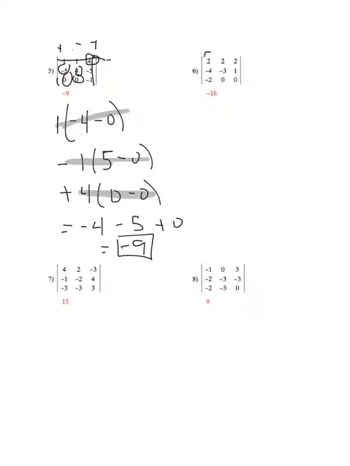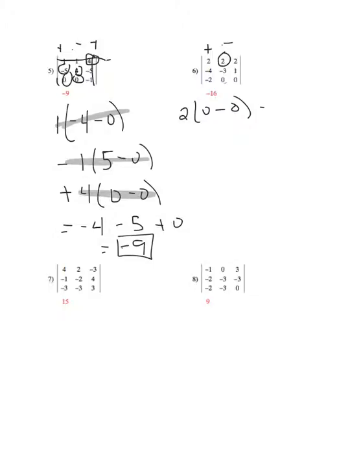So it starts out with a 2. So I need 2 when I cross off its row and column. That leaves me this determinant of negative 3 times 0 minus 1 times 0. Okay, then the next one I'm going to do is a 2. So remember, it alternates signs. So the first one was a positive. So this one will be minus.